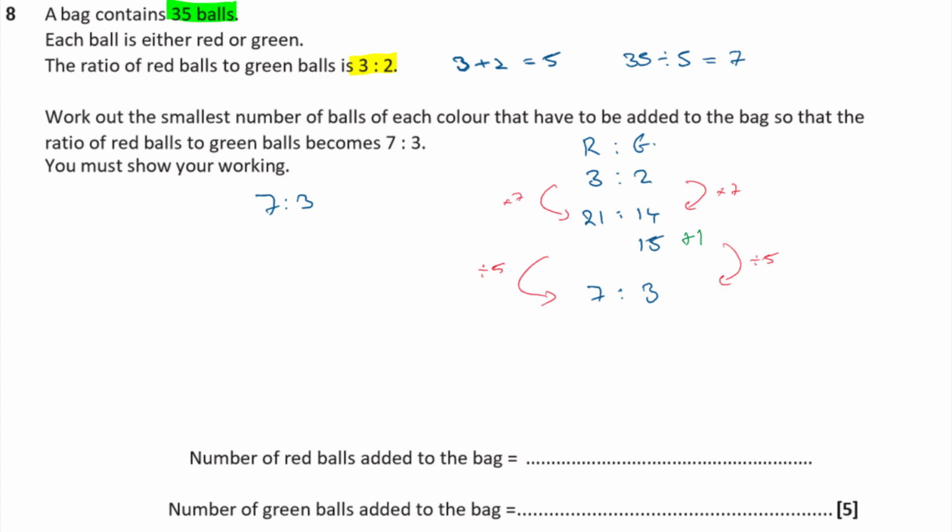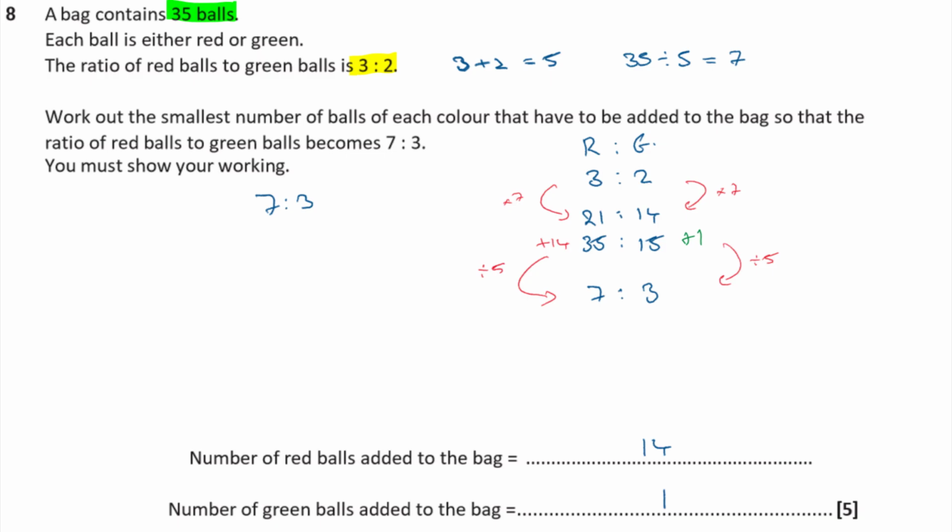So I guess if I added 14 in here, then that would give me 35 red balls and 15 green balls, which, if you divide both sides by 5, is going to give you the required ratio of 7 to 3. I think that works. So the number of red balls added to the bag, I'd need to add 14, and the number of green balls added, well, I just added 1, didn't I?